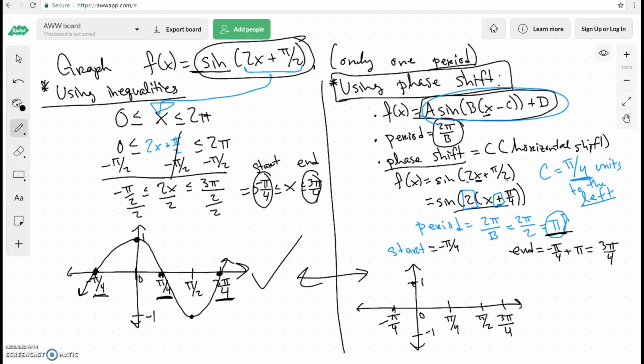Now, you can use whichever method you want. For me, I prefer to solve an inequality. For you, if you don't like solving inequalities, then you can always use the phase shift. I don't care. I know how to do both of them. If you know how to do one and prefer the other, then you can do whichever you'd like. But they both will give you the same answer. Okay?